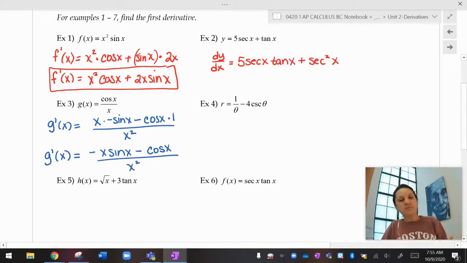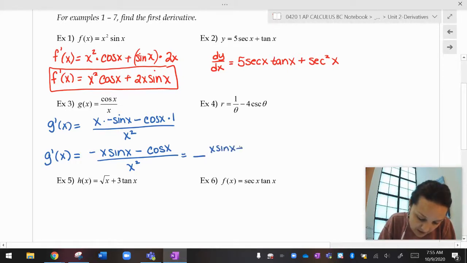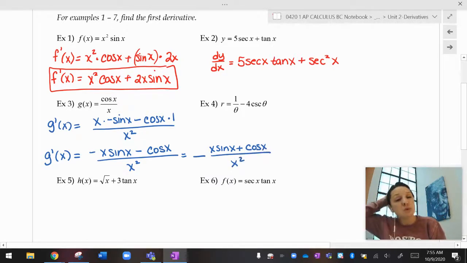Fun fact, because mathematicians like to deal with as few negatives as possible, you will often see us pull this negative out in front of the entire fraction and write it as x sine x plus cosine x all over x squared. Each of those is equivalent. Or pull the negative down to the x squared. That happens sometimes too.